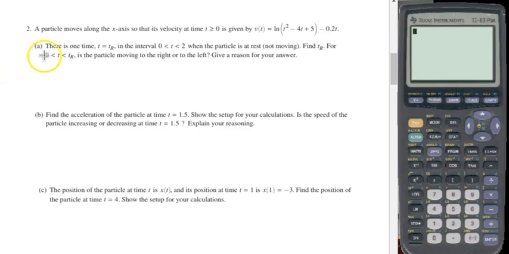So part A, there is one time t equals t of r in the interval 0 to 2 when the particle is at rest, meaning not moving. Find t of r. For 0 less than t less than t of r, is the particle moving to the right or to the left? Give a reason for your answer.